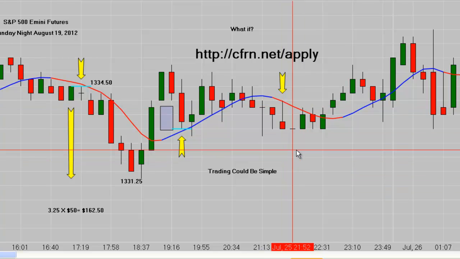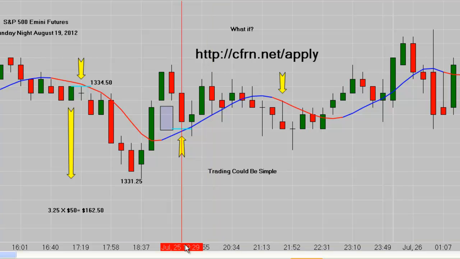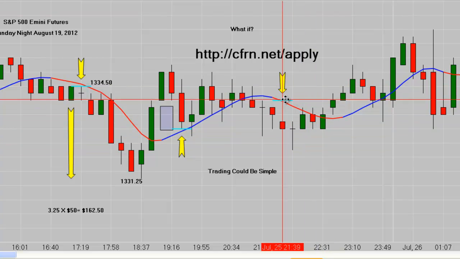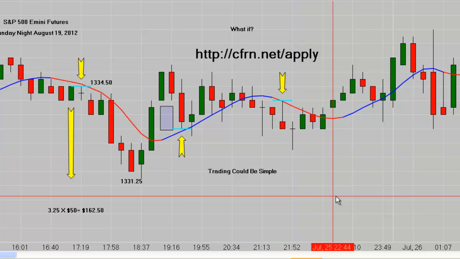Price dropped down to 1332.25. There's the entry. It's market if touched. Price drops from the high of this candle. It's 1334. The low of this candle is 1332.25. Okay.